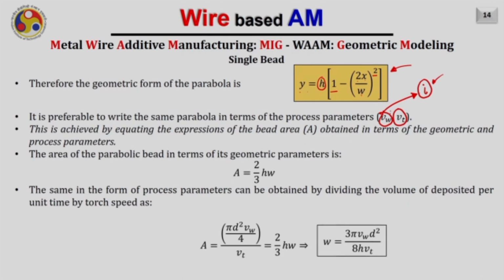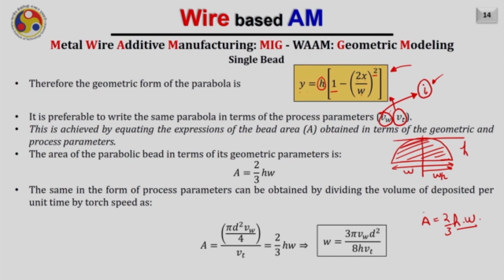So how can we incorporate these two variables into this equation? For that, let us first try to find out the area of the bead deposited. As we are depositing a parabola like this, which is having height h and width from this point to this point w by 2, and the total width is of course w from here to here. In that case, the area of this region will be equal to 2 by 3 h into w, that is the area of this parabola or the bead.